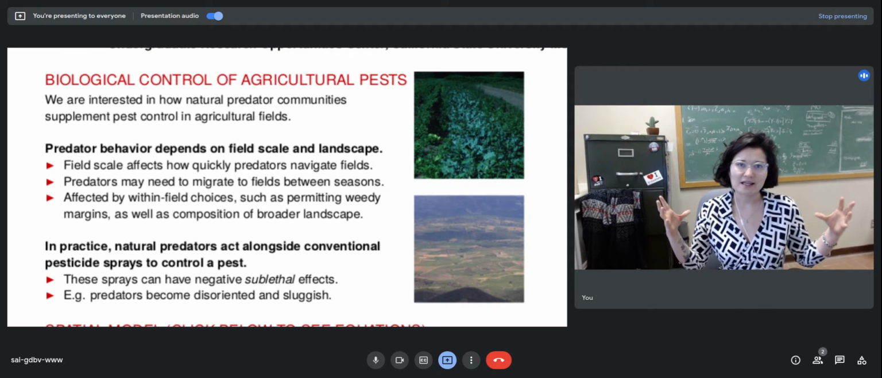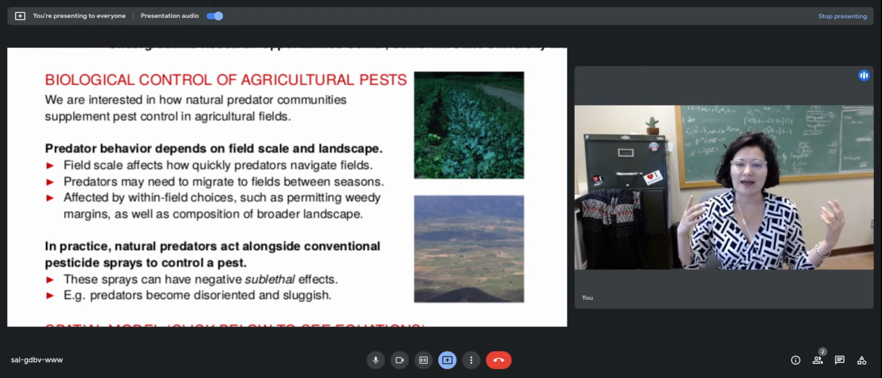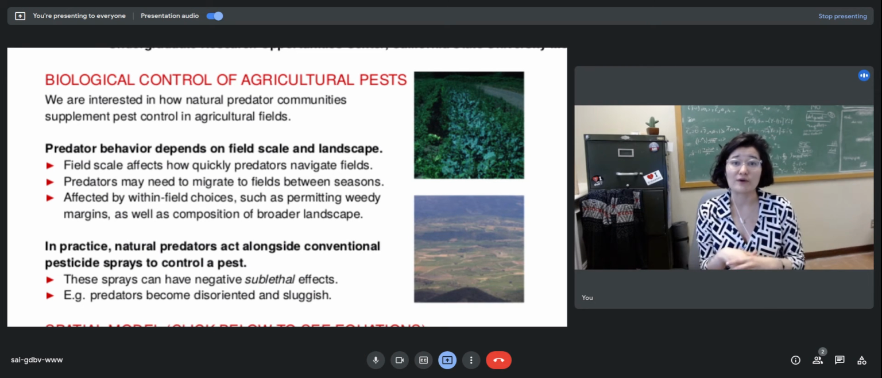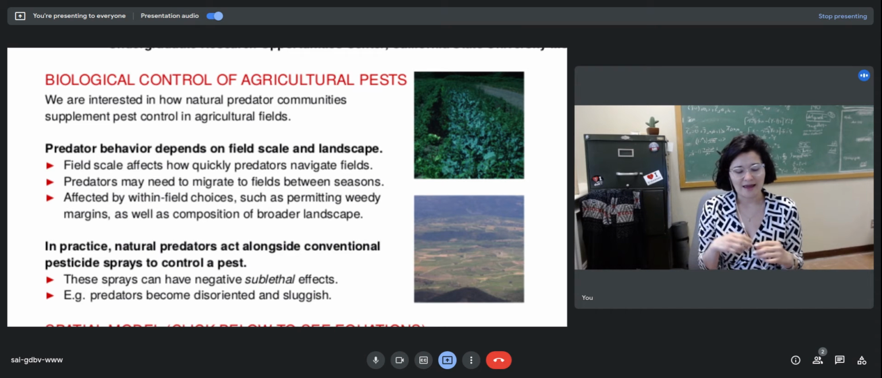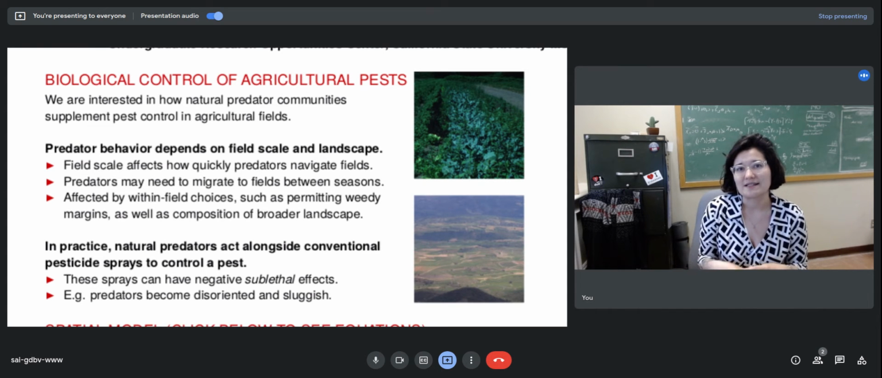And then at the landscape level, which most managers won't really be able to control, you have the idea that everything that's around the field affects the community of predators that can move within the field. And because we were thinking about these spatial problems, my collaborator was really interested in how pesticides might play along with these ideas.